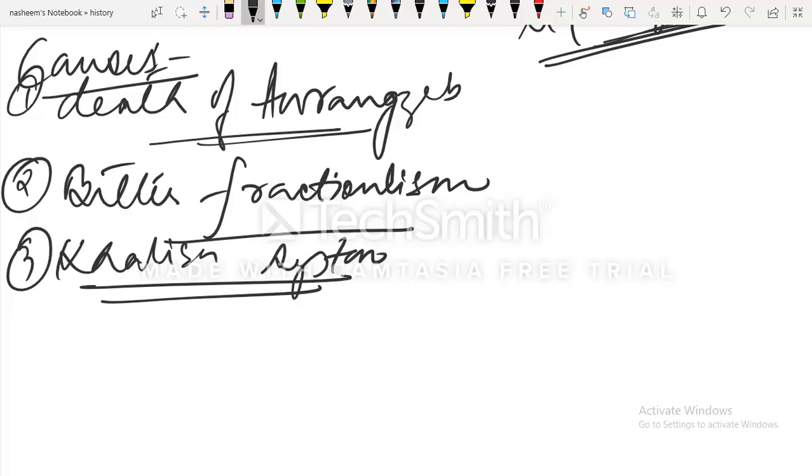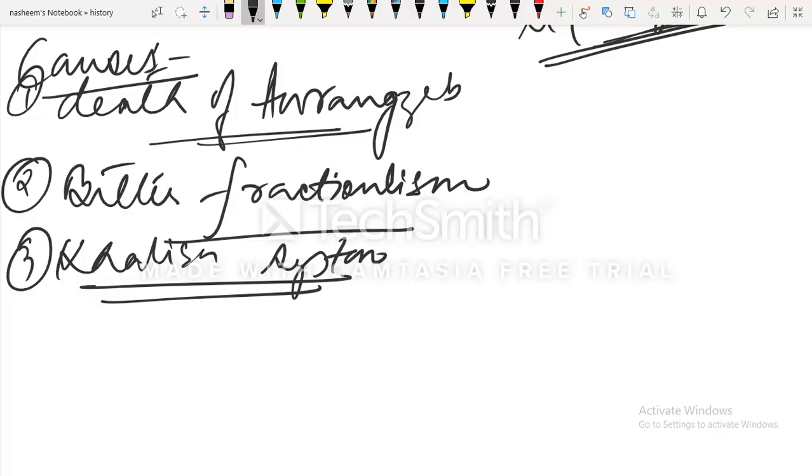Now this is the Khalifa system. The Khalifa system was developed in the Deccan region, and it is improved. This was brought in to increase the efficiency of revenue collection for the central ruler, for the Mughal Empire.